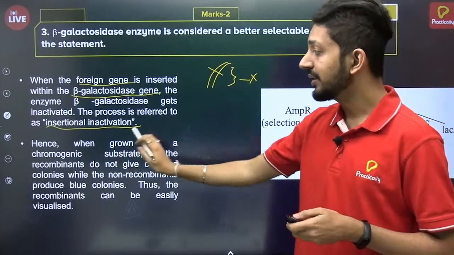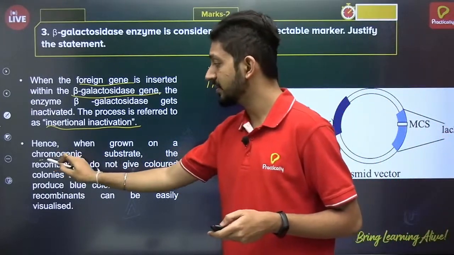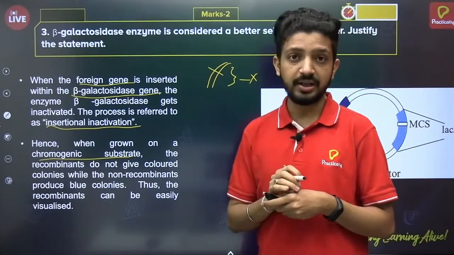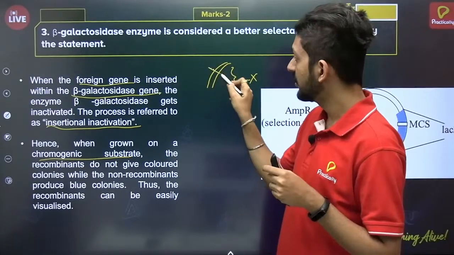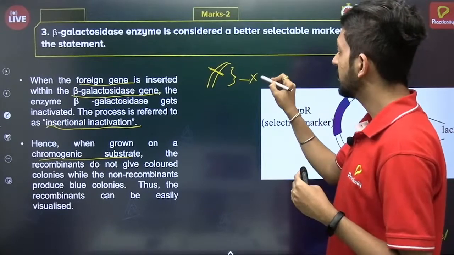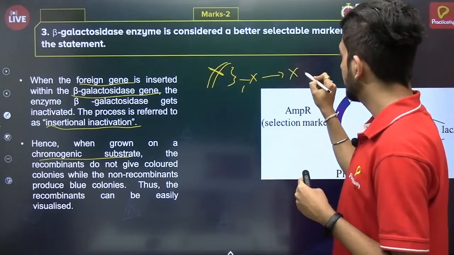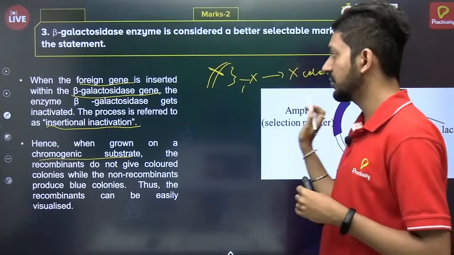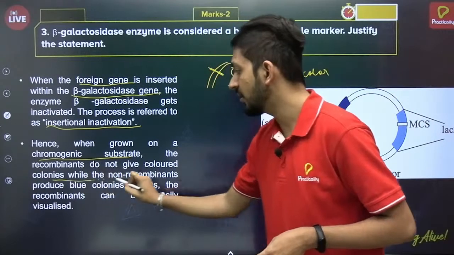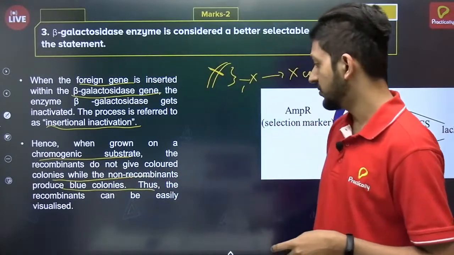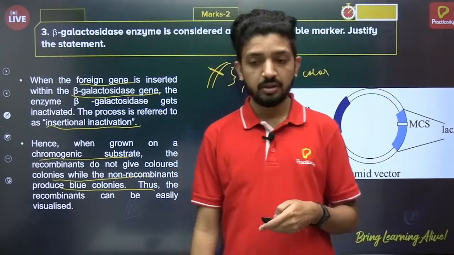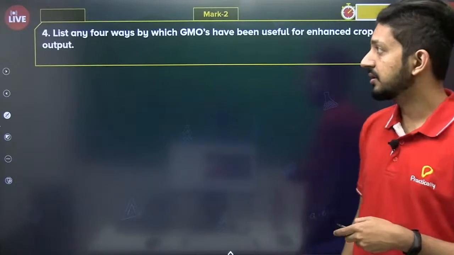And so then when it is grown on a chromogenic substrate, okay, the recombinants do not give colored colonies, right? Because the recombinant will have the foreign gene in it. So that's why it will not produce the enzyme, and hence it will not produce the color. Okay, this is how this method works. So it does not give colored colonies, while the non-recombinants produce blue colonies. Okay, thus the recombinants can be easily visualized. Okay, fine. Let's move on ahead.